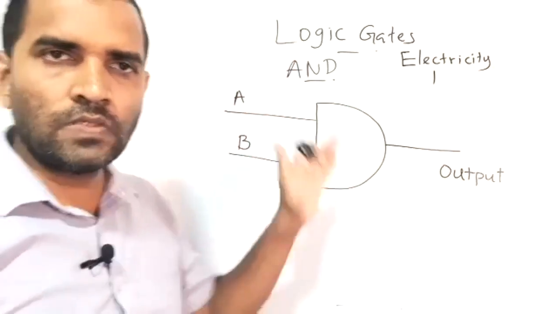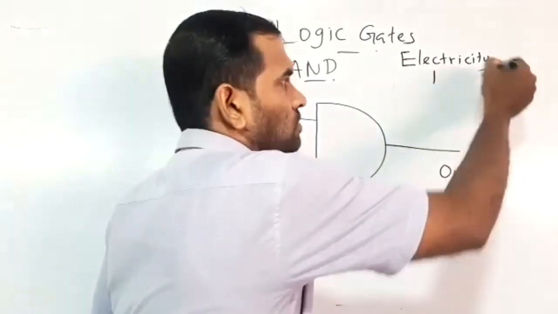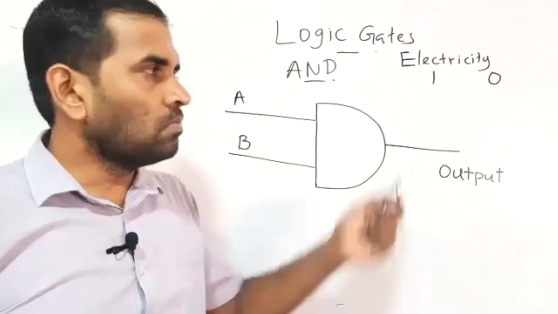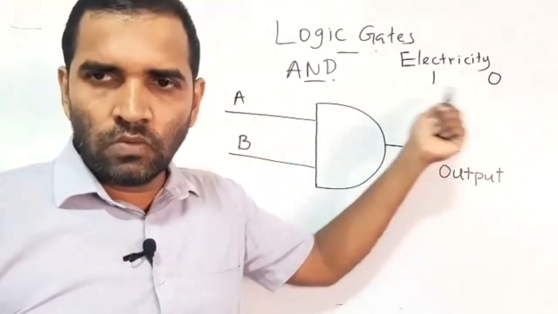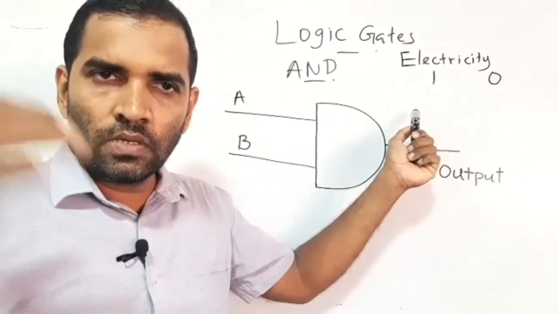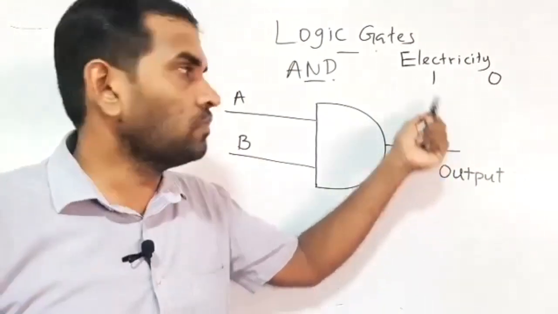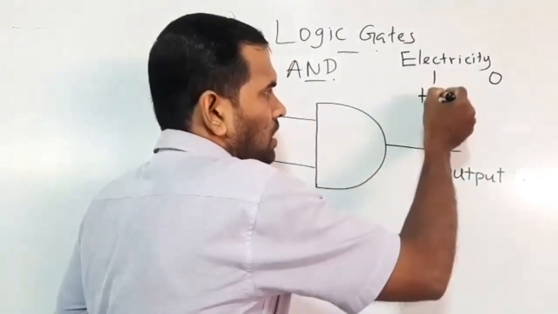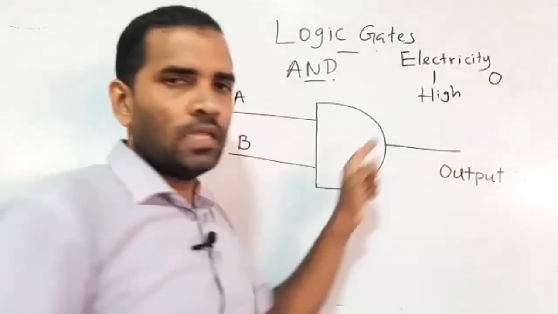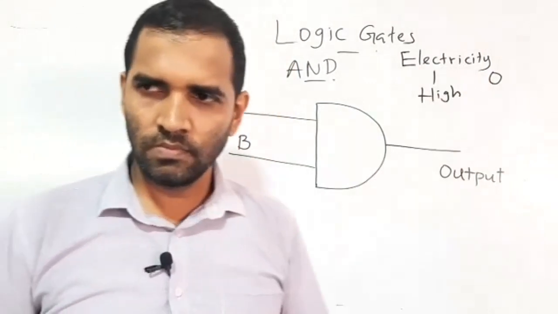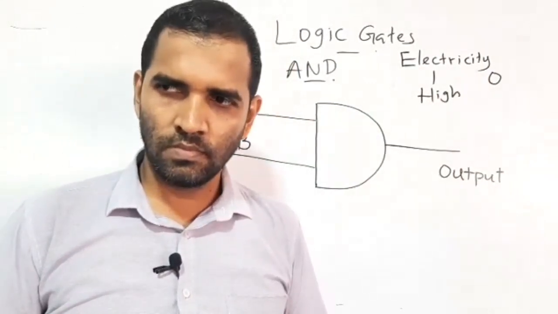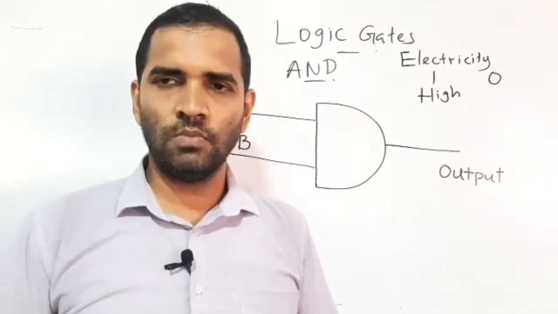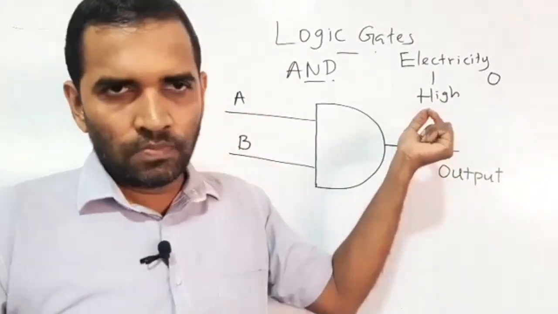If a wire doesn't have electricity, it is 0. Right? Not only 1 and 0, we can take some other words with similar meaning. For example, if it is high, did I use the word high earlier? Yes or no? No. Okay, doesn't matter.